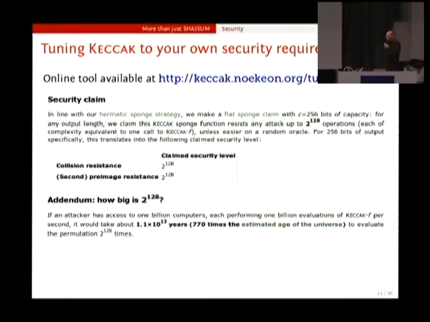Okay, so in fact, we have defined a security claim called a flat sponge claim for a given capacity. So if the capacity is, for instance, 256, then we claim that Keccak resists any attack up to 2 to the power 128 operations. So in fact, for a given capacity, it's 2 to the power c divided by 2 operations. Below that complexity, an attack should have a negligible success probability.